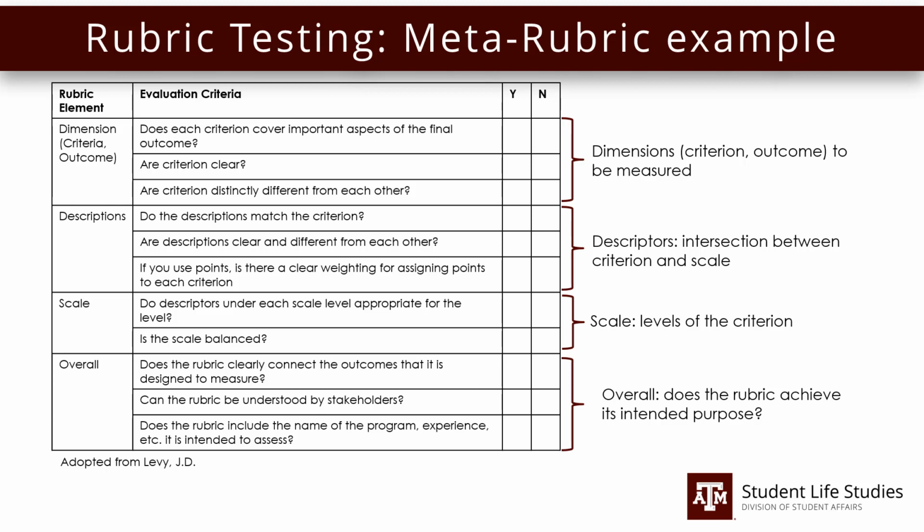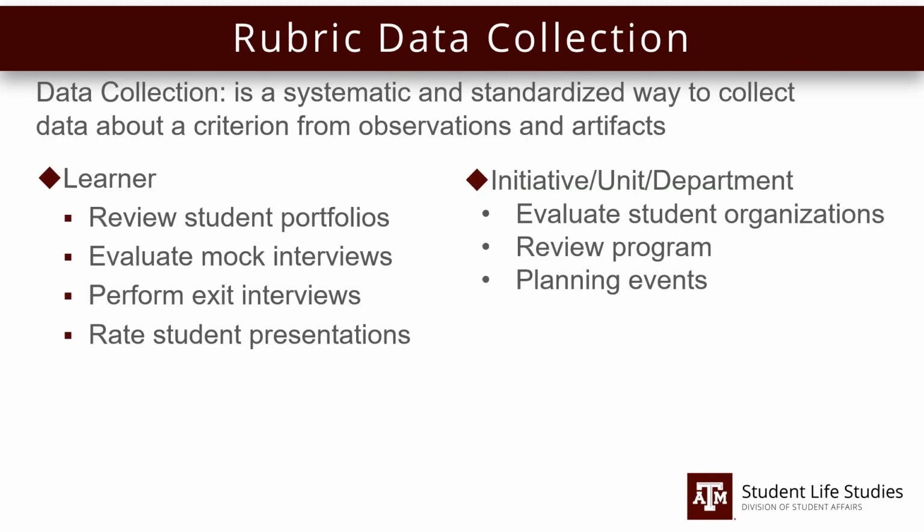This is an example of a meta-rubric to assess a rubric's basic elements and its overall purpose. It is a checklist type of rubric with a binary scale. It guides the rubric user to check whether certain criteria are present in the rubric by check marking yes or no questions. Data collection is a systematic and standardized way to collect data about a criterion or outcome from observations and artifacts. For example, you can use a rubric to collect data from reviews of student portfolios or evaluation of written reflections. Rubrics can also be used to collect data from administrative units about student organizations or program reviews.